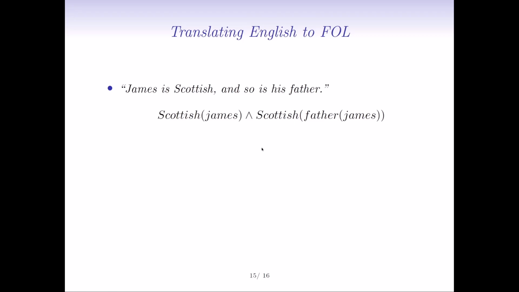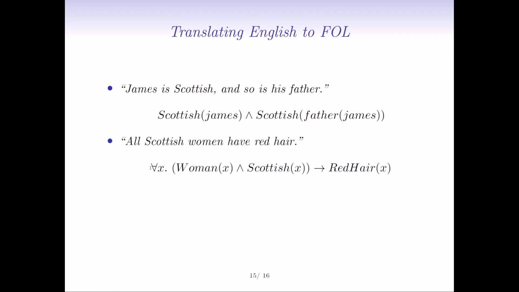Okay, next example. All Scottish women have red hair. This is believed in some parts of the world. It's not in fact true. But obviously we still have the property of being Scottish, but we also have the property of being a woman and the property of having red hair. And it's a general statement. So one way of reading it is, for all X, if X is Scottish and X is a woman, then X has red hair. And that's exactly how I'm going to choose to write this down. For all X, woman X and Scottish X implies red hair of X.